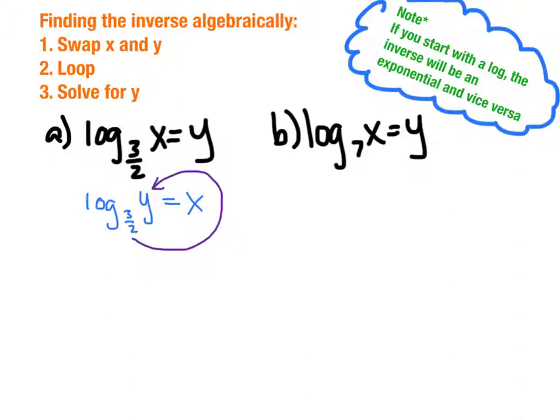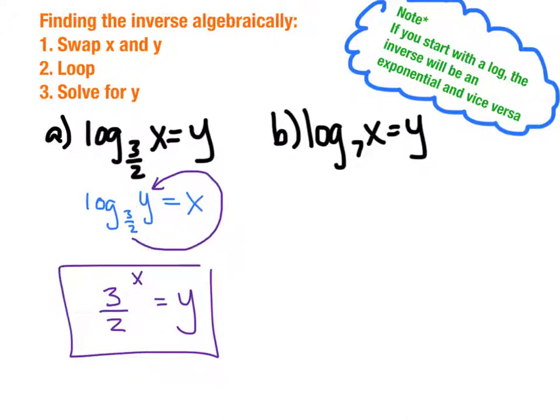So the loop turns it from a log into an exponential. The base of the log was 3/2, so the base of my exponential would be 3/2, raised to what power? Raised to the x equals y. That's already solved for y, so that's the inverse function. That means that if you were to graph this and graph this, they would be reflected across the line y equals x.